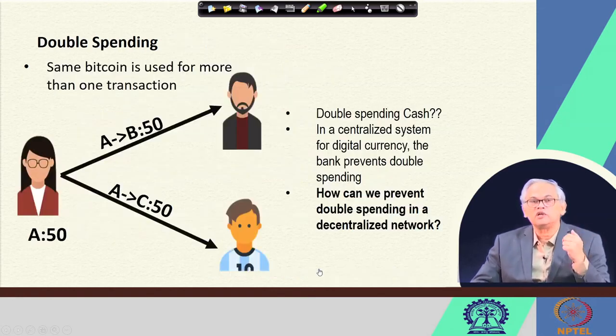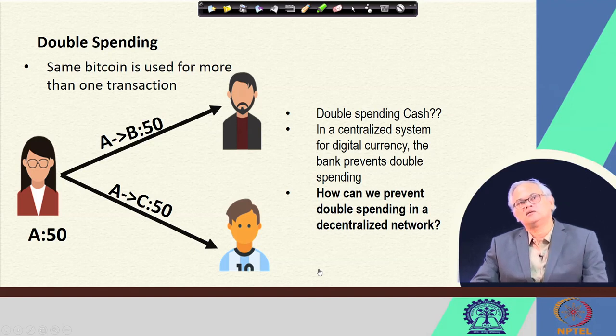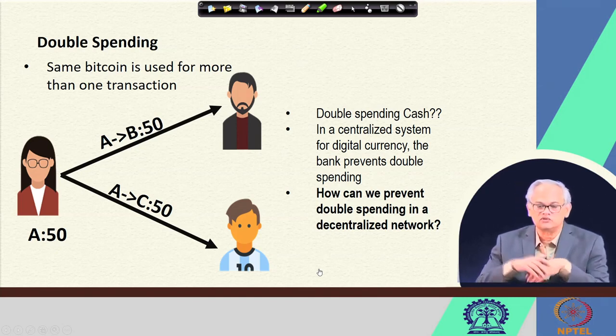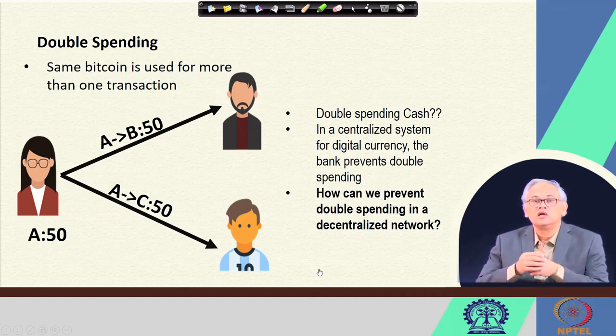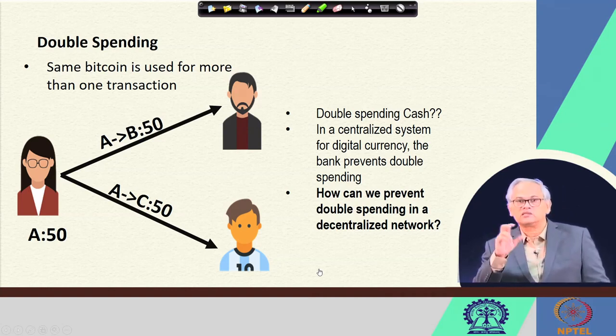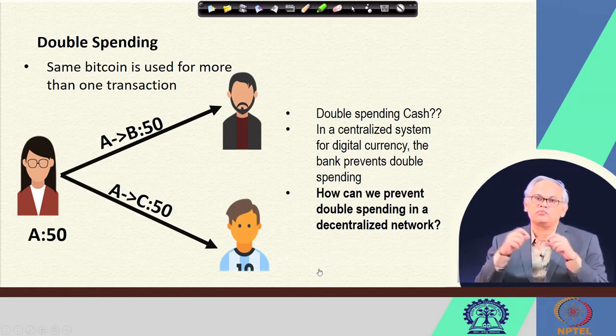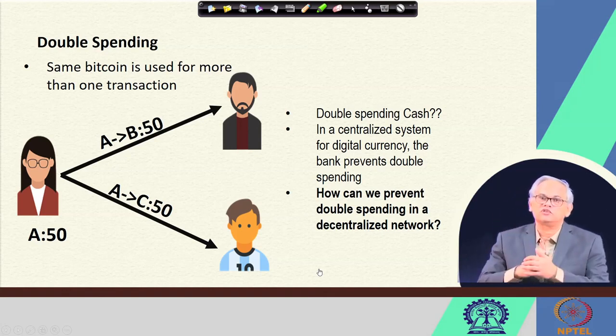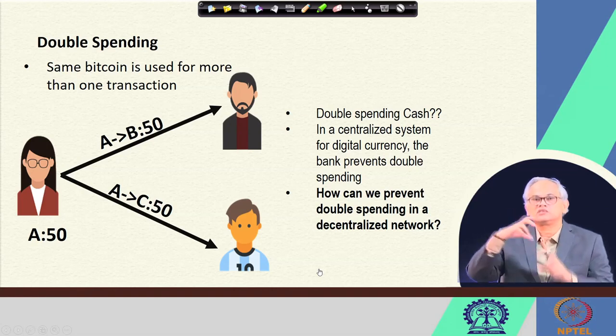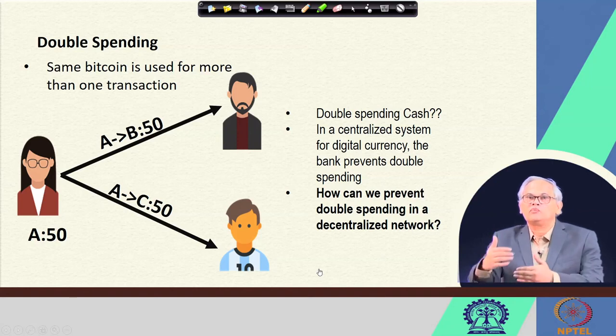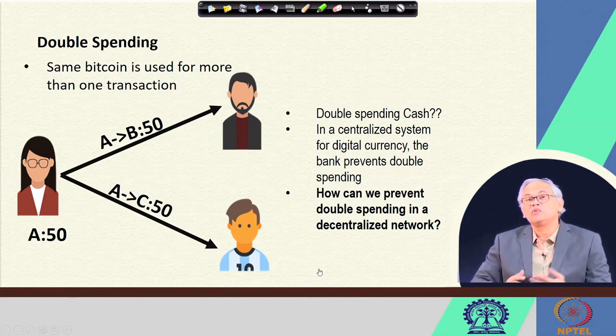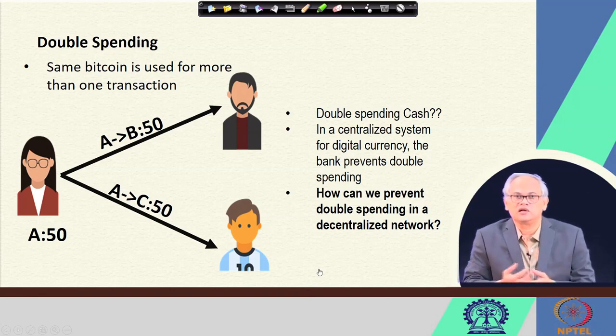Now, how is double spending prevented? As we have seen, Alice could send these 50 bitcoins to Bob and also to somebody else, maybe Tom, so that the same bitcoin is used more than once. In physical currencies, if I have a 100 rupee note and I give it to you for some service or product, I cannot use the same 100 rupee note once again, because it is now with you. But it may not be so easy to stop this for digital currencies.